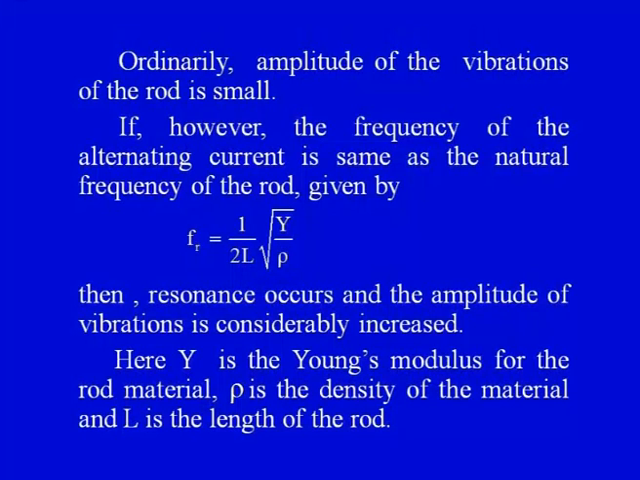Ordinarily, amplitude of the vibrations of the rod is small. If, however, the frequency of the alternating current is same as the natural frequency of the rod, which is given by 1 over 2L square root of Y over rho, then resonance occurs. This means the natural frequency of vibration of the rod and the frequency of the magnetic field are equal, then the amplitude of the vibration is considerably increased.